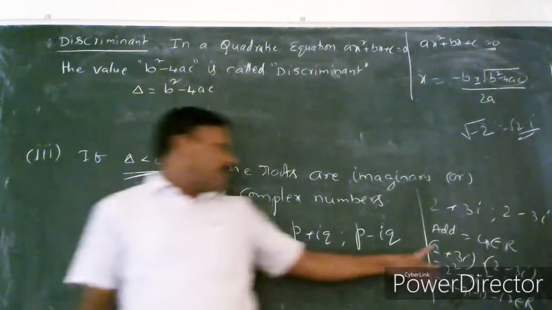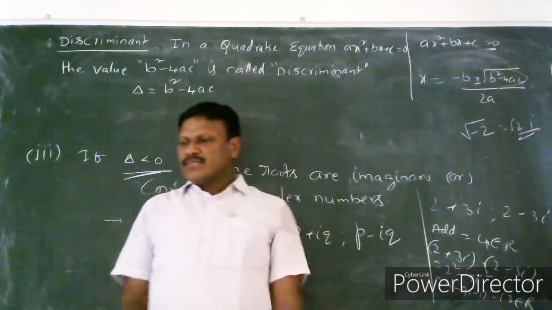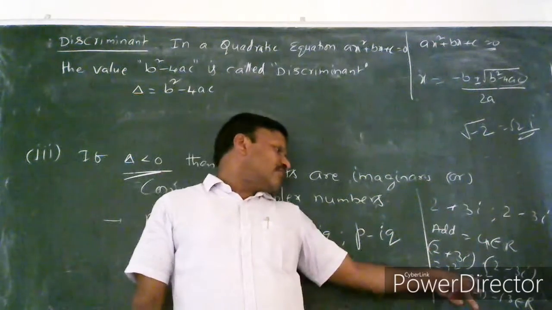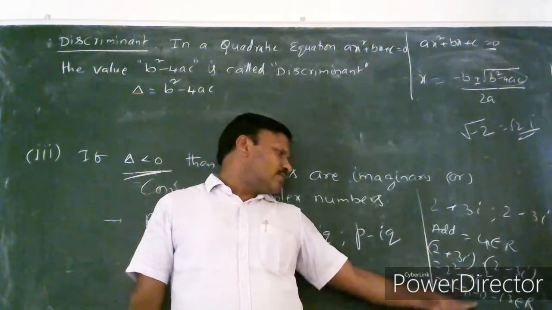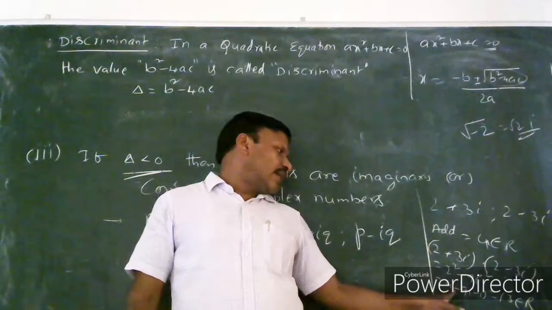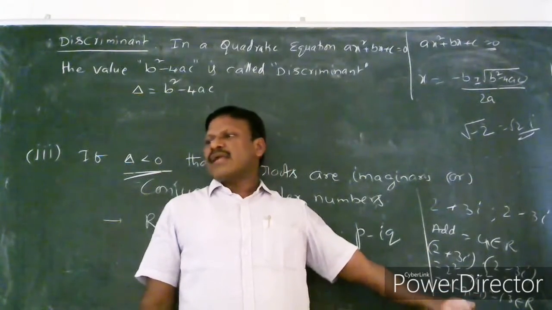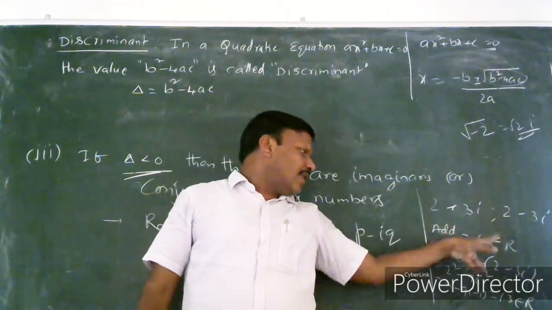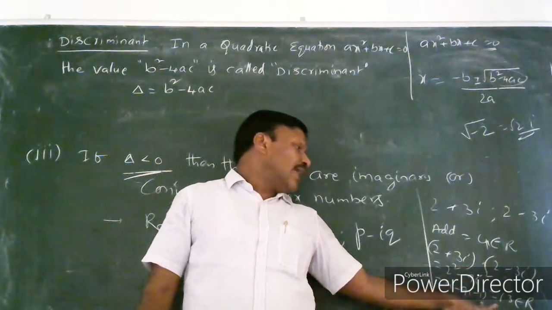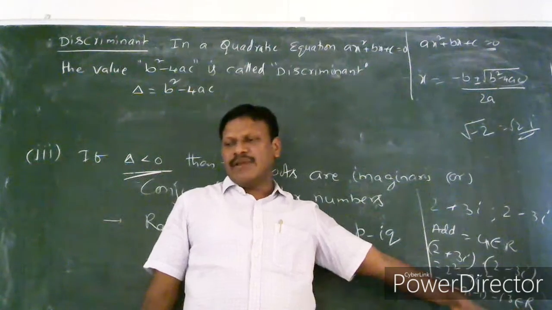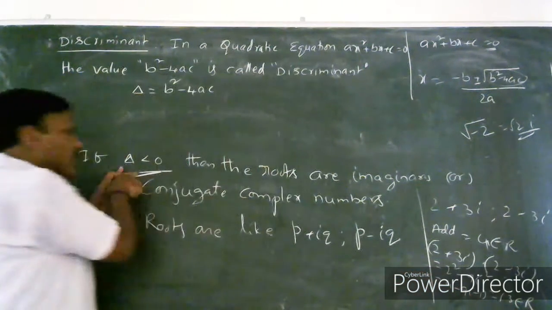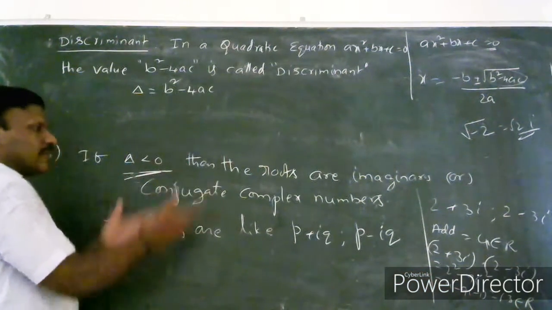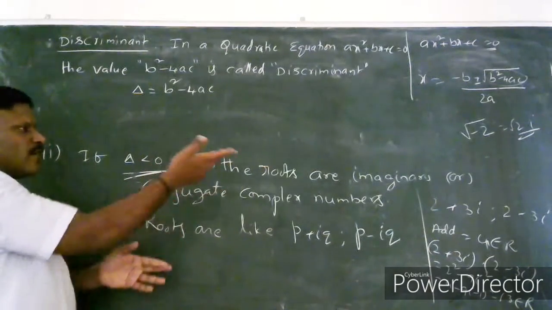Here, a plus b into a minus b is a square minus b square. i square is minus 1, so minus 9 times minus 1 is plus 9. 4 plus 9 is 13. 13 belongs to R. Here the sum of the two complex numbers is real and the product is also real. That is called a conjugate complex number. When delta is less than 0 in the third case, the roots are that type of conjugate complex numbers.